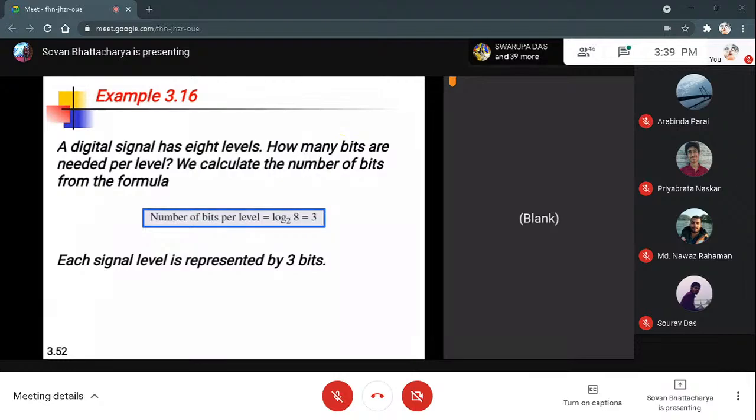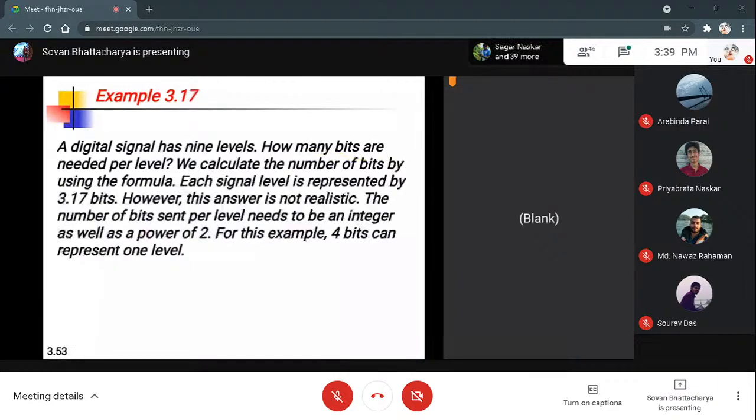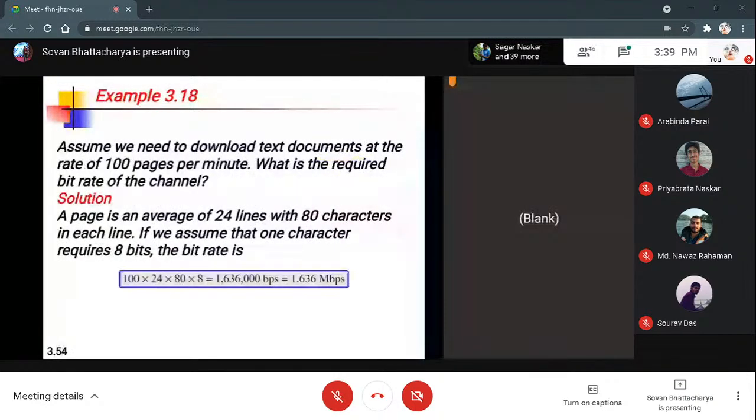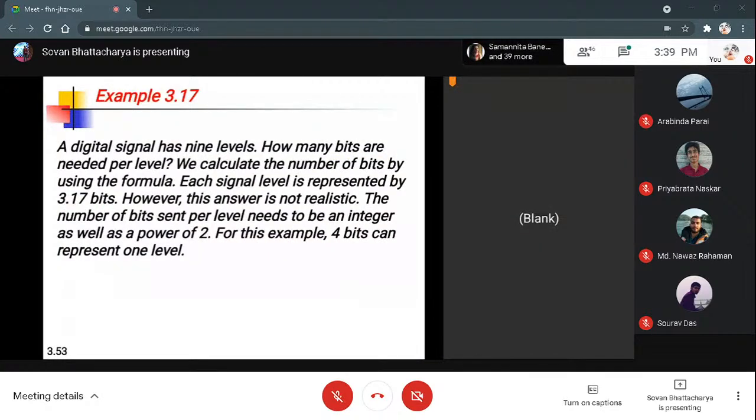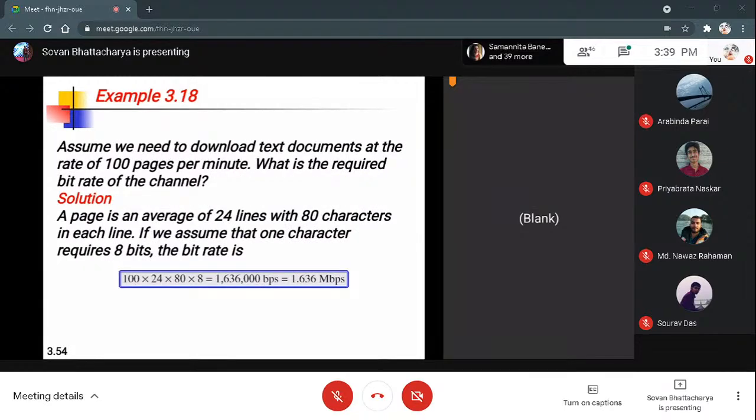So this is the example. Okay, so we have to type this problem. Assume we need to download the text document at the rate of 100 pages per minute. What is the required bit rate of the channel?